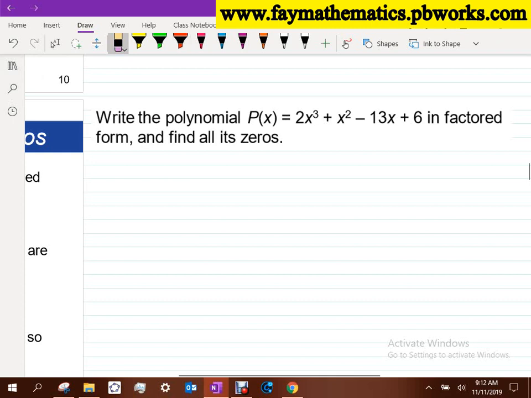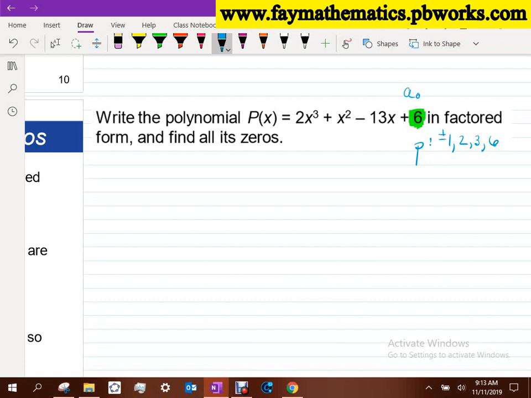So the first thing you're going to do is find your p-values. The p-values are factors of a sub 0, for our generic polynomial. So factors of 6 are going to be plus or minus 1, 2, 3, or 6. Do you guys agree with that? They're all plus or minus. I usually don't like writing plus or minus for all of them.